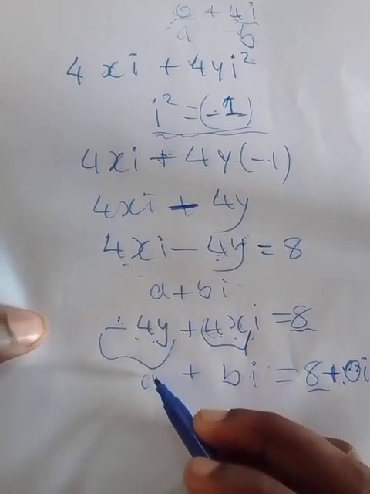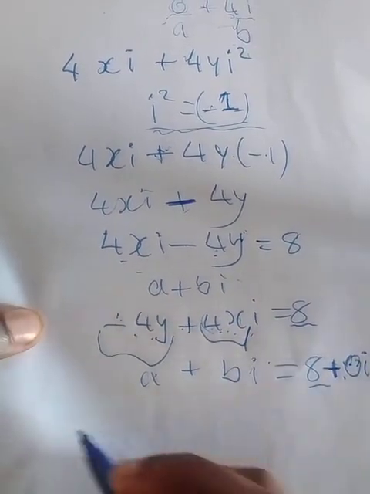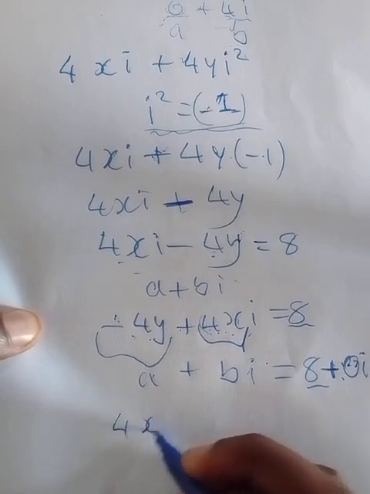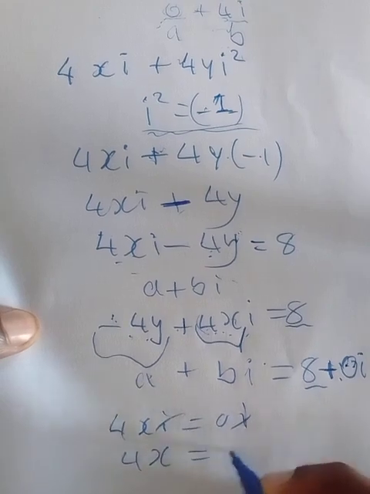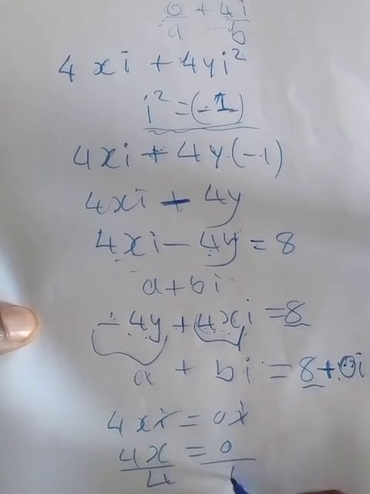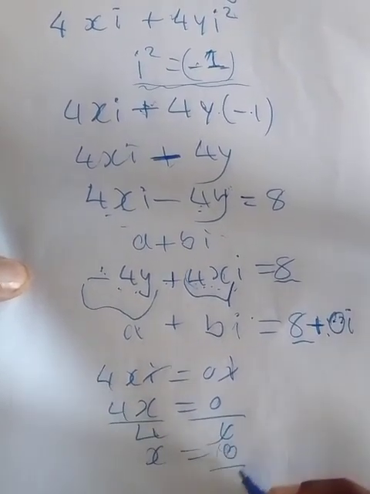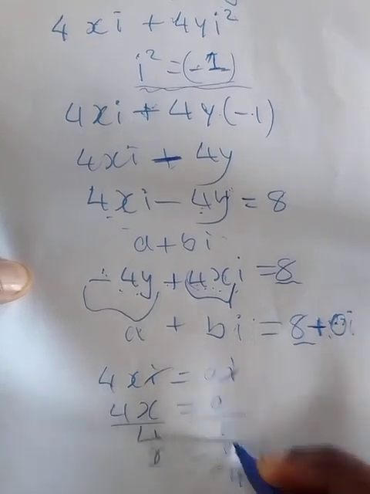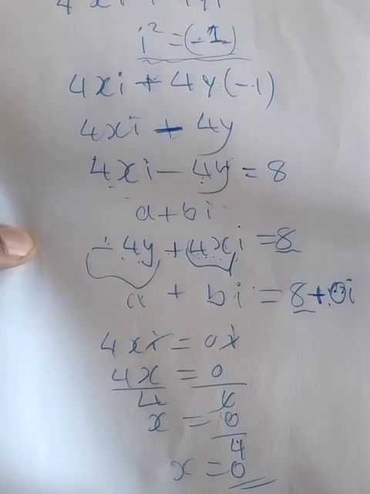So you're going to say 4xi equal to 0i, the i's cancel, you're going to have 4x equal to 0. Divide by 4, and then you're going to have x equal to 0 over 4. 4 into 0 will give you 0. So x is equal to 0. Makes sense?